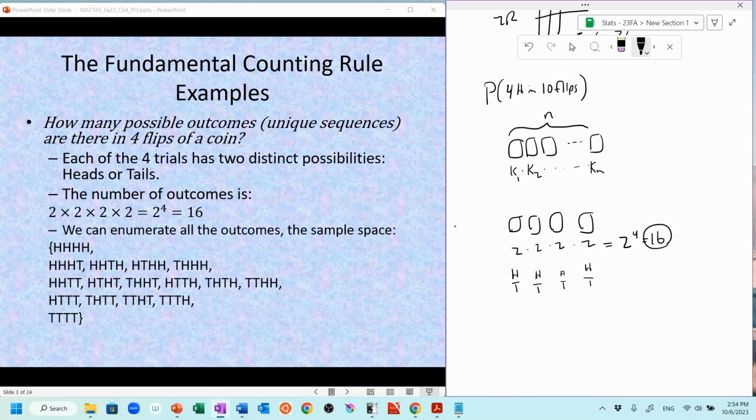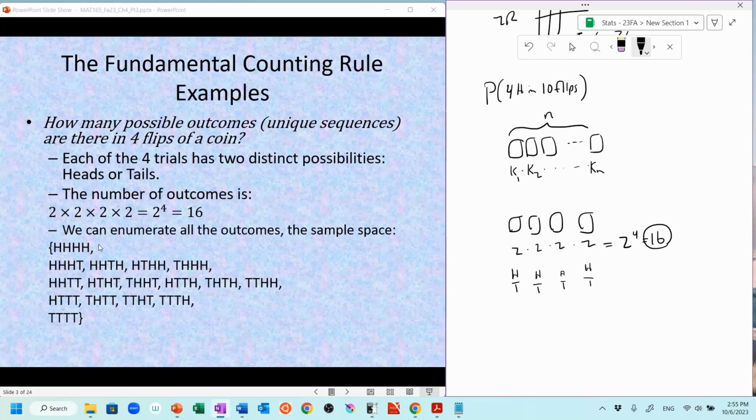Now, in this case, just as an exercise, we can enumerate all the outcomes. This isn't a terrible number of outcomes to enumerate, so let's write them out, the sample space. And I've separated them here into, the first line has 4 heads, then 3 heads, 2 heads, 1 heads, 0 heads. So I see, of course, there's only one outcome where I get all heads. That's heads, heads, heads, heads.